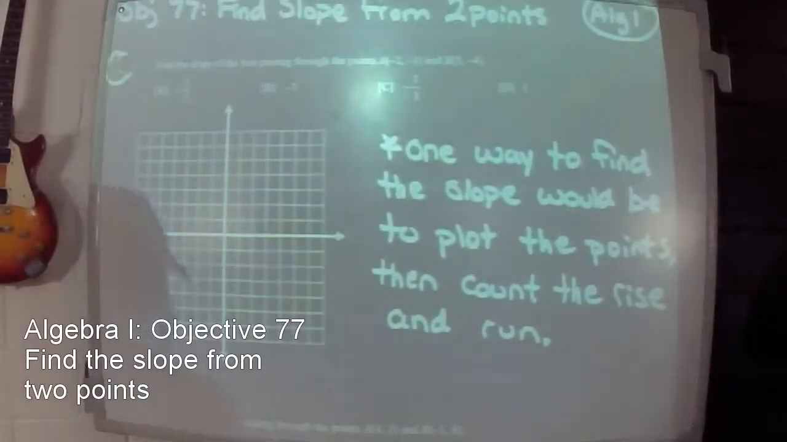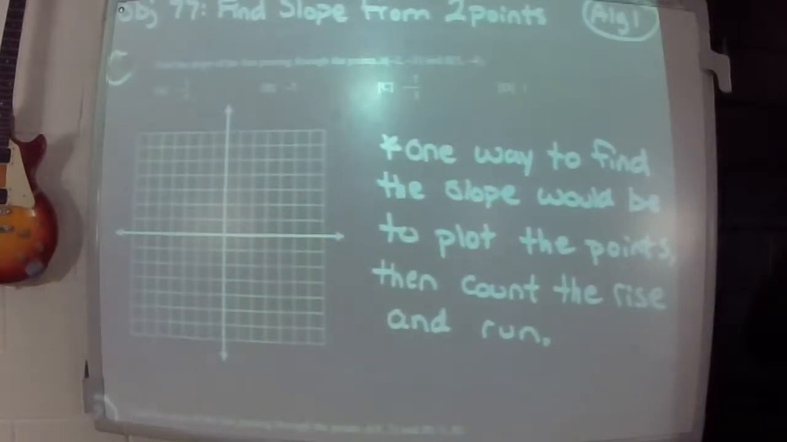Okay, so we talked about slope last week, and you watched a little video on slope. What can you tell me? Slope is what? Rise over run. It's rise over run, or fall. When we talk about what slope means, it's the steepness of the line you're looking at.